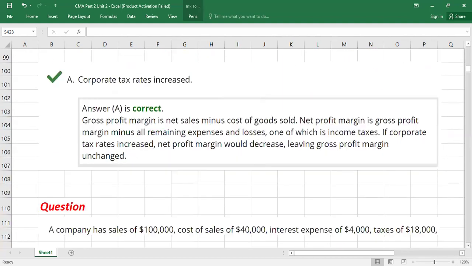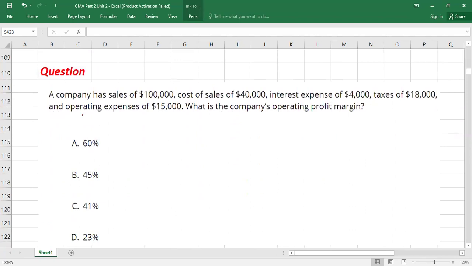Then we have, guys, another question. They're asking, what is the company's operating profit margin? You have to calculate the operating profit margin percentage. So now here we have a small question again. A company has sales of 100,000, cost of sales of 40,000, interest expense of 4,000, tax of 18,000, and operating expenses of 15,000.